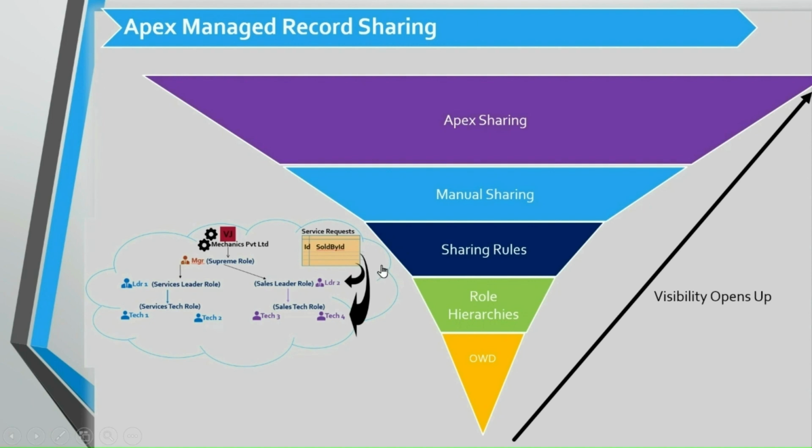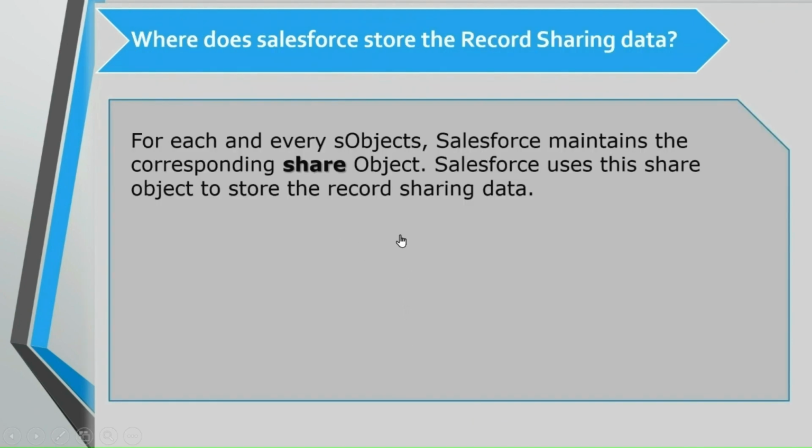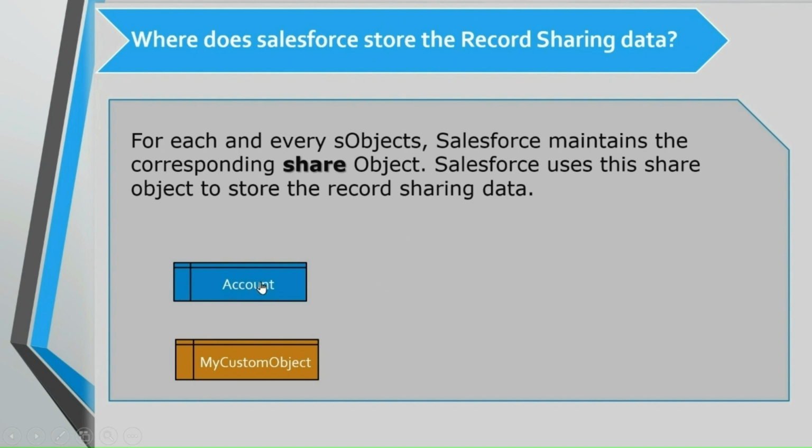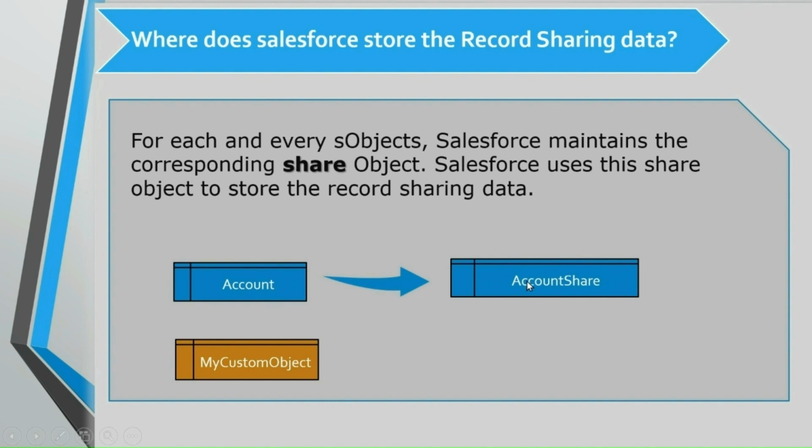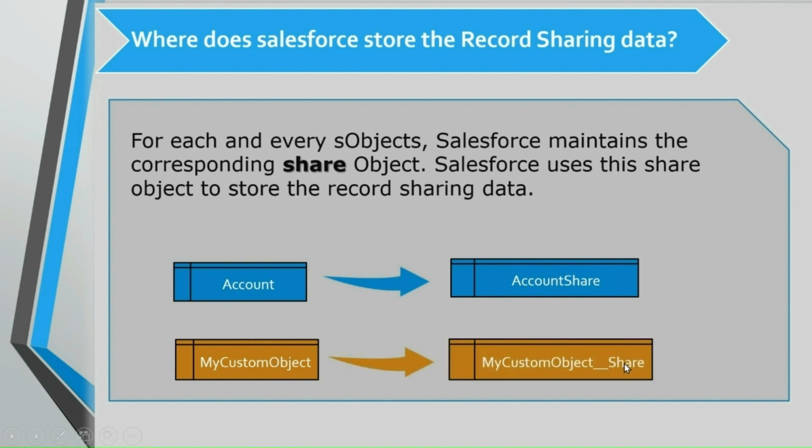To maintain each record's sharing data on each object, Salesforce maintains an additional object. For example, for the account object, which is a standard object, the additional sharing object is going to be AccountShare. And for a custom object, the sharing object name is going to be CustomObject__Share. So for each record in these actual objects, the corresponding sharing records would be present in the respective share objects.